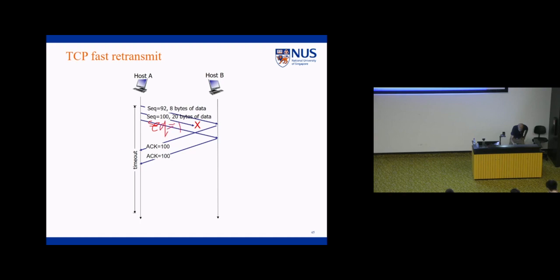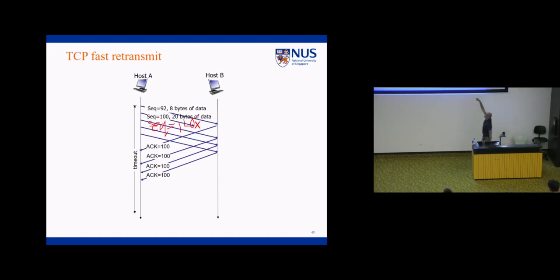Sequence number here would have been 120, right? Because the previous packet started at 100 and it had 20 bytes, so it would have gone up to 119. And then whatever data it had. And let's say my window was big enough, I was allowed to send a third packet and a fourth packet.